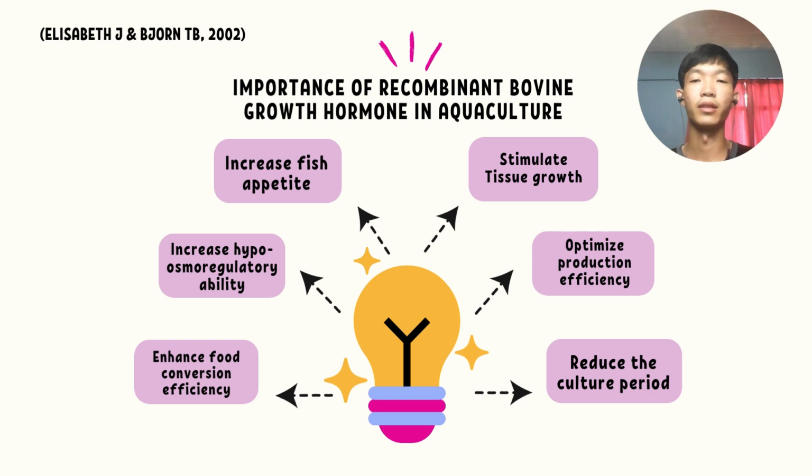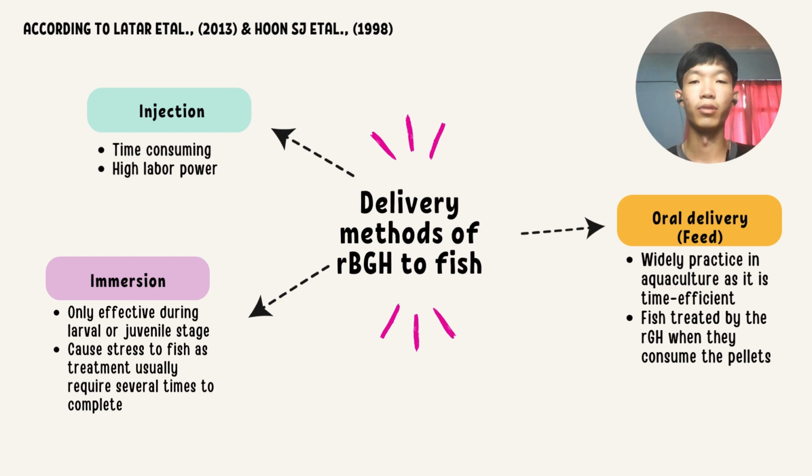These are the six importance of recombinant bovine growth hormone in the aquaculture sector. So the first one, increase fish appetite. Secondly, increase hyperosmoregulatory ability, followed by enhanced food conversion efficiency of fish, stimulate tissue growth, optimize production efficiency, and also reduce the culture period. Then, I would like to continue with delivery methods of recombinant bovine growth hormone to fish.